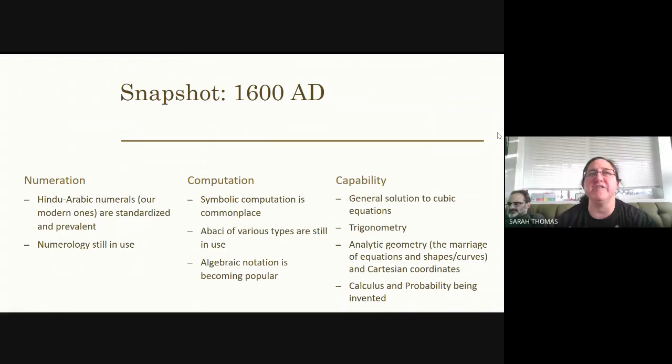Also at that time, about 1600, we were starting to see the beginnings of calculus and probability as mathematical disciplines. Probability is well known as the only branch of mathematics ever invented to help people win at cards. That is the reason for the invention of probability. Statistics is all about getting good beer. That's a topic for another one.